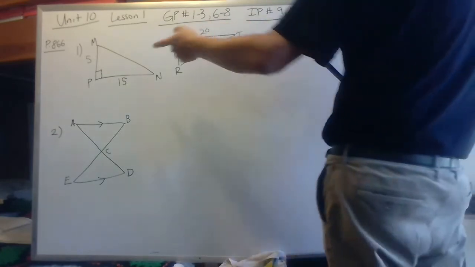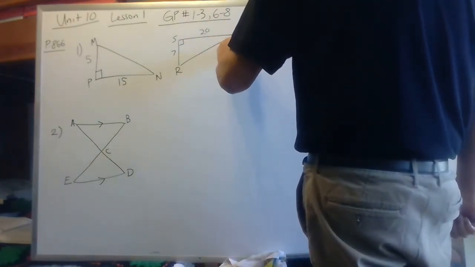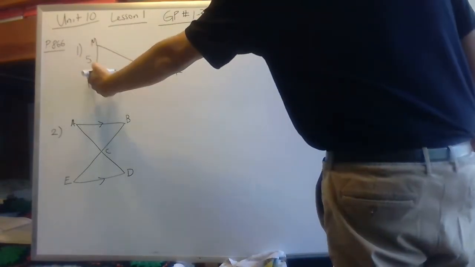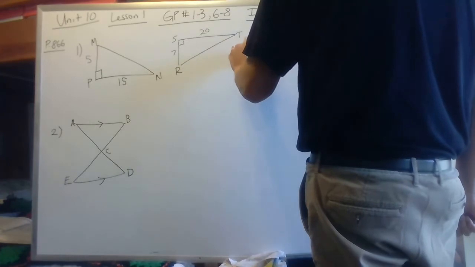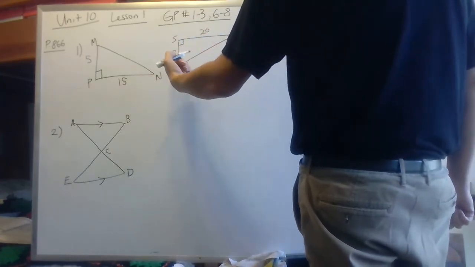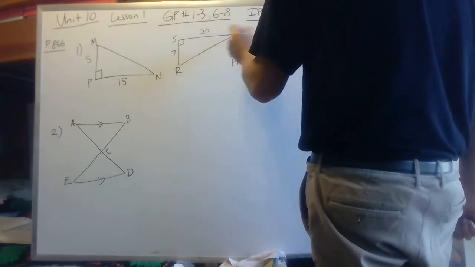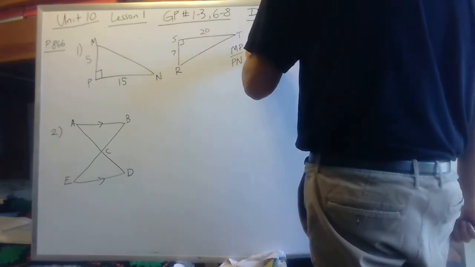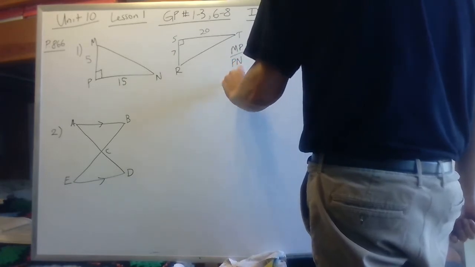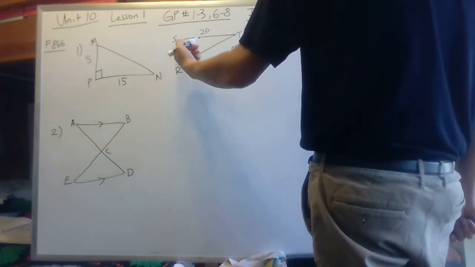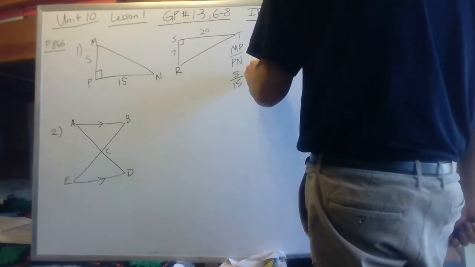So if we look at MP, we're just going to write that. What I mean is side MP over PN should equal basically the smaller side, so SR over ST. So MP is 5 over 15. Does that equal SR over ST, which is 7 over 20?